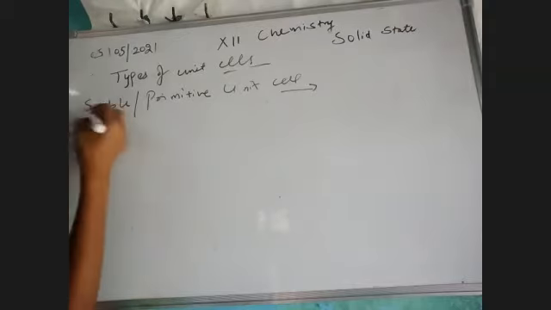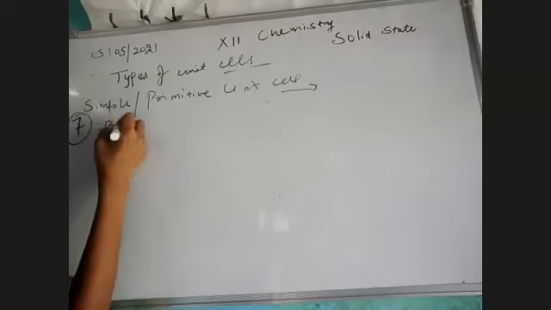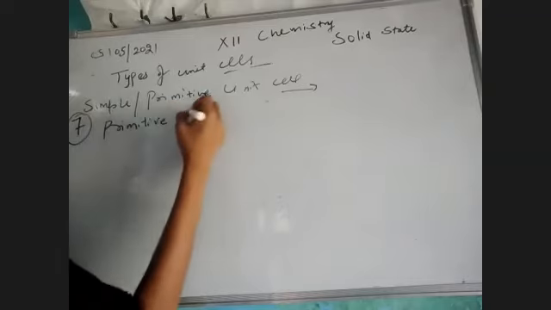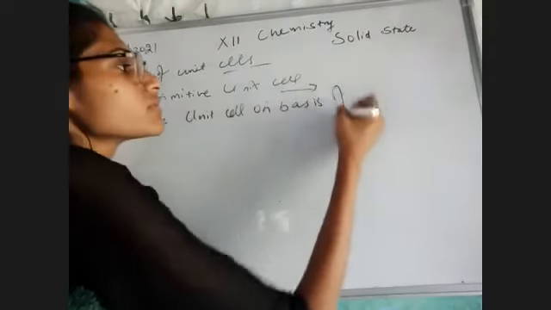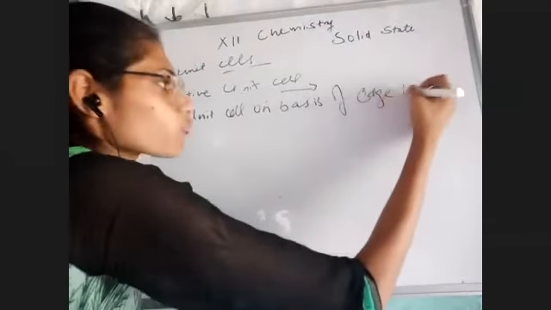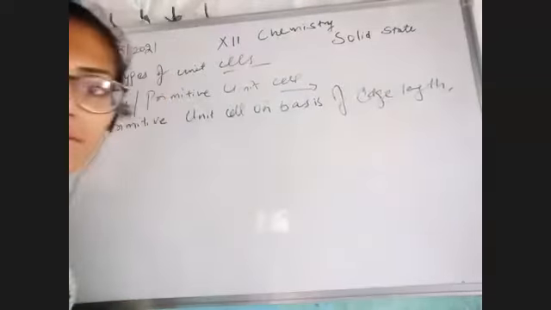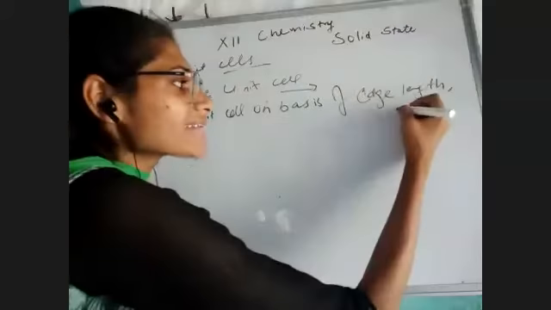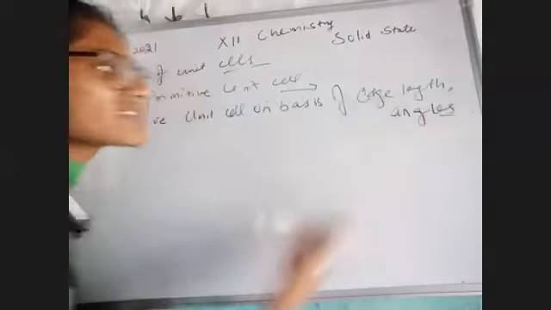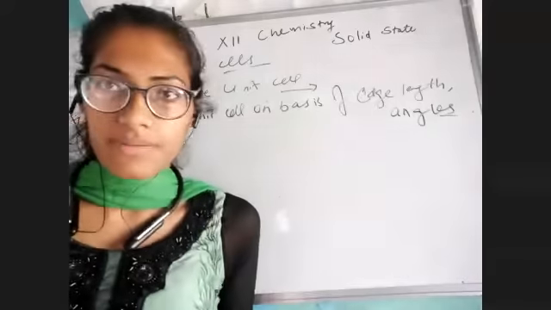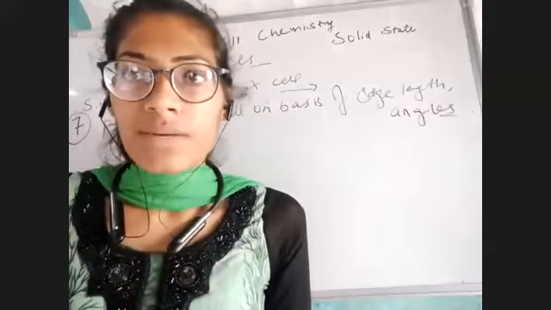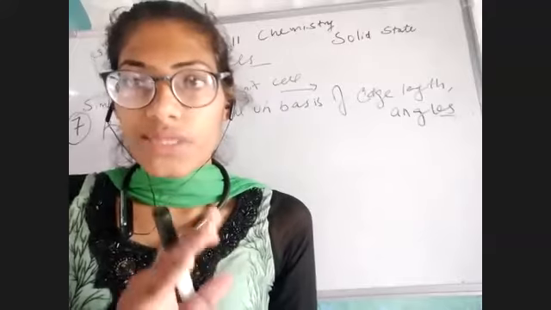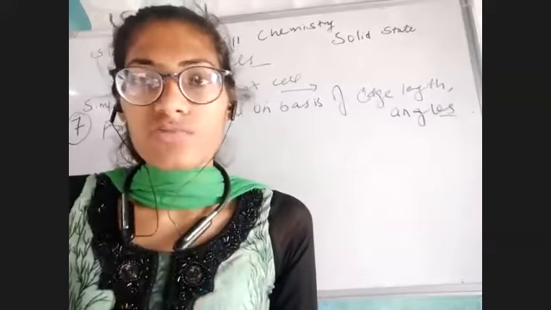We have 7 primitive unit cells on the basis of edge length. I have already told about the edge length, the height, the breadth, the length, the ABC, and the axial angles. Why I'm saying axial? Because they are meeting at the axis. These are alpha, beta, and gamma. Okay, let's start. Now, we have to remember all these 7 primitive unit cells with their name as well as their edge length as well as their angles.